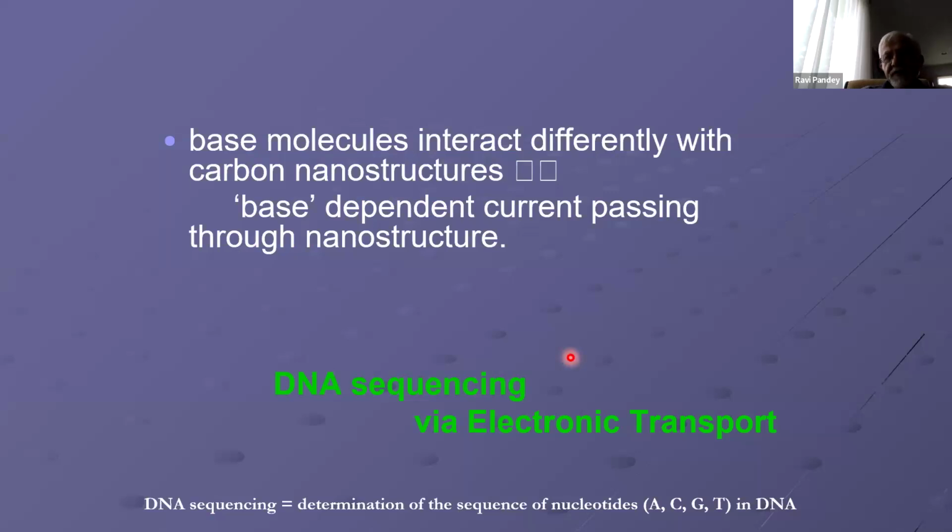So what we found is these base molecules interact differently with carbon nanostructures, could be a nanotube or say a graphene. That's our observation, that's our prediction. So the idea came in: can we use this distinct interaction strength of these carbon nanostructures to look at the current passing through the nanostructure? Because this is nothing but what we call DNA sequencing.